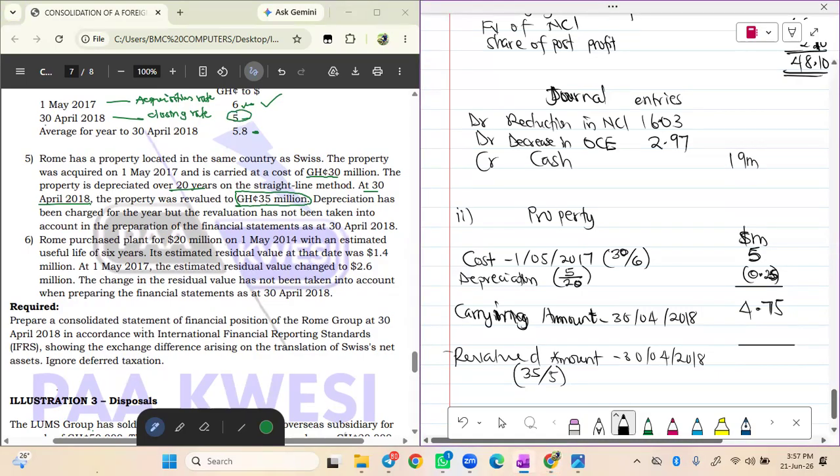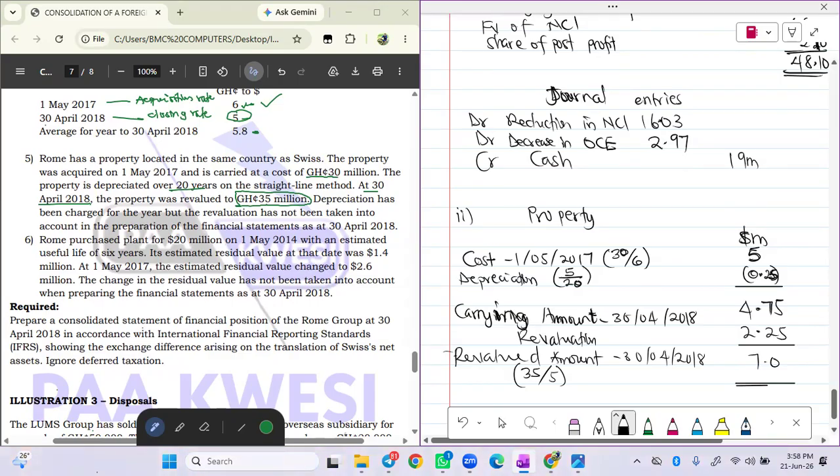So this is what I was telling you. Property is a non-monetary item. We don't retranslate the figure at the end of the reporting period. But if that non-monetary item has been revalued, you retranslate the revalued amount, not the property amount, just the revalued amount. That's what I said under IAS 21, and we saw it even in a past question. So what will be the revalued amount retranslated? 7. The difference is 2.25. And that one is a revaluation surplus, right?